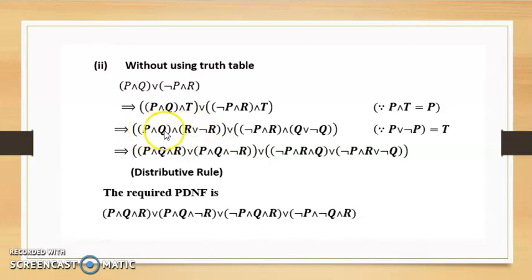So here P and Q and R, that is the first term, put R in the middle, P and Q and not R. Next one, not P, here also we are using the distributive rule: not P and R and Q, or not P and R and not Q. So we got the sum of min terms. This is the required PDNF and we got 4 terms.